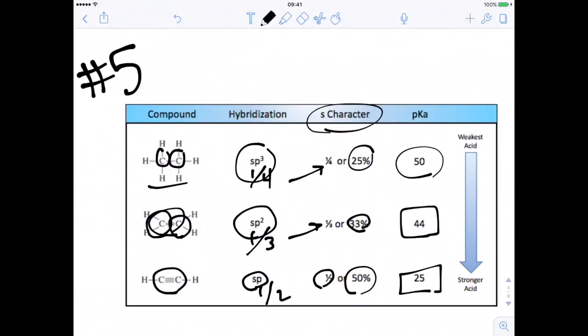We can see that when looking at the hybridization, we can compare how much the s character is to each other, and that's what gives you the relative percentages. And as I said, the greater the ratio between the s and the p's, which gets you the s character here, you'll get a lower pKa.